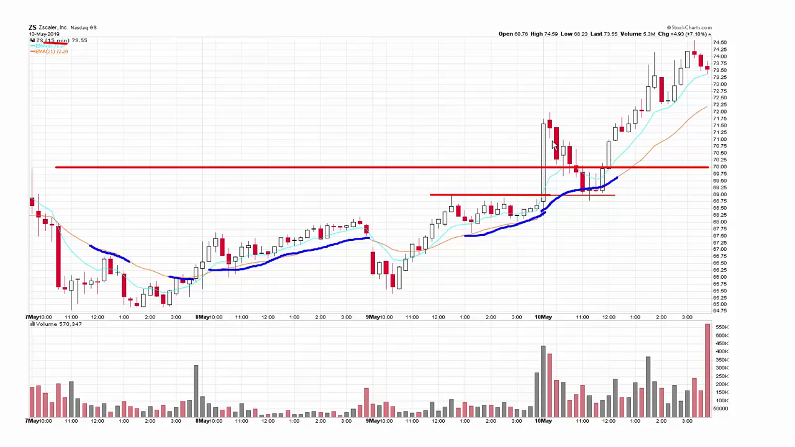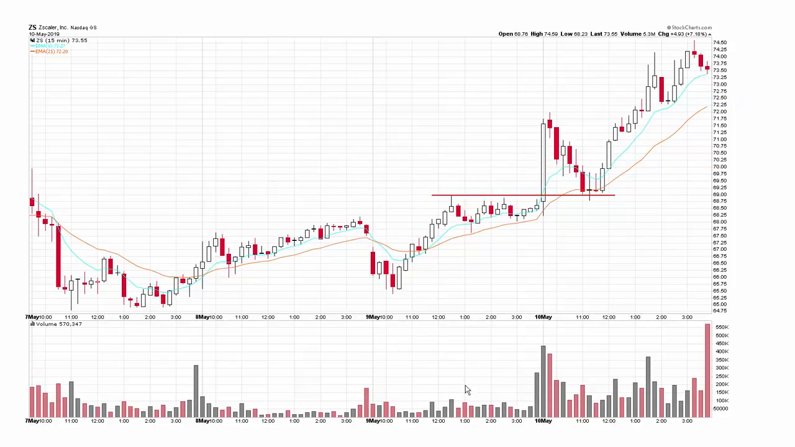I miss the initial move just because it goes so fast, but then I get it on a pullback to a significant moving average. If this comes back down over here and bounces off the 21, there are more entries to be had. But as a day trade, this is as good as it gets for me.